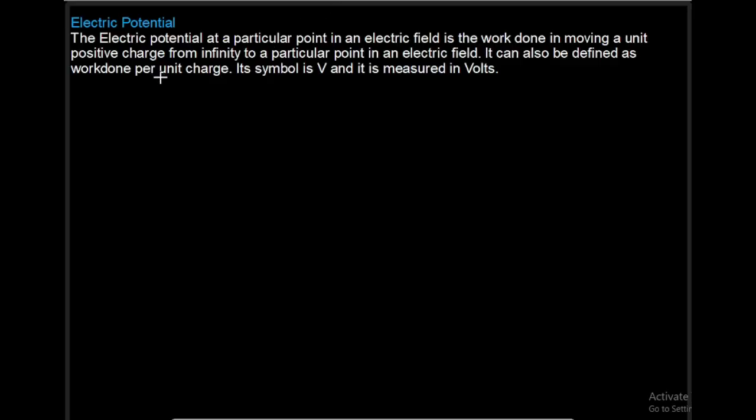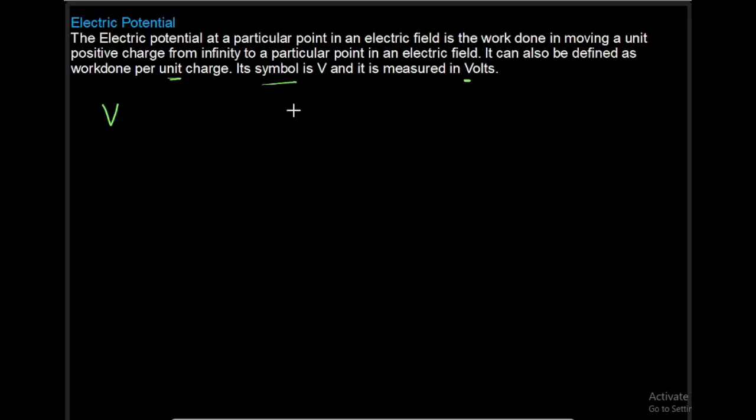Now, the next thing we're going to be talking about is the electric potential. Now, the electric potential at a particular point in an electric field is the work done in moving a unit positive charge from infinity to a particular point in an electric field. It can also be defined as the work done per unit charge. Work done per unit charge. The symbol for electric potential is V and it is measured in volts.